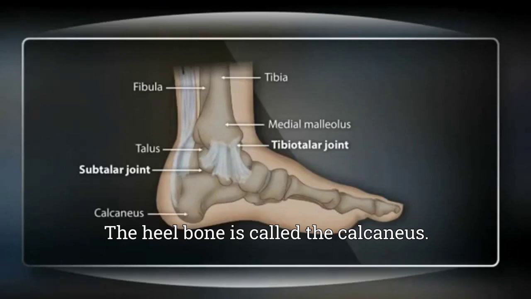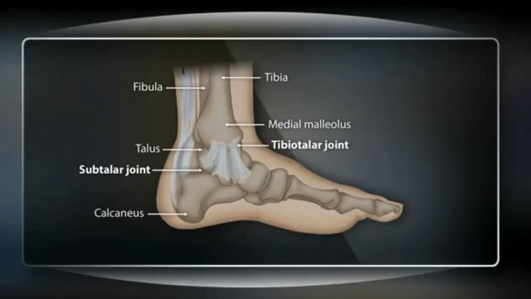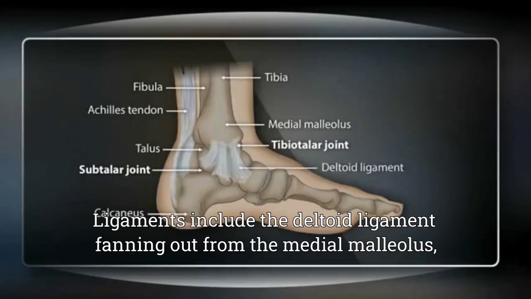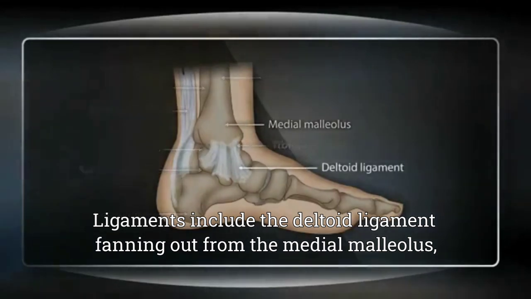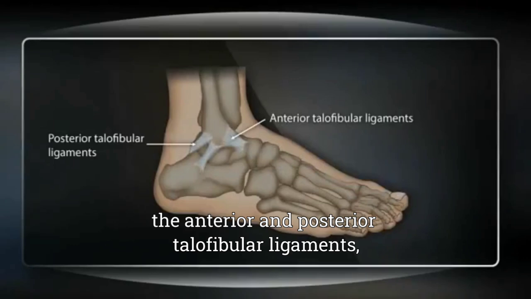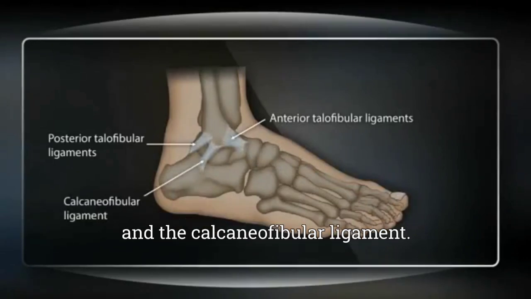The heel bone is called the calcaneus. Note the strong Achilles tendon. Ligaments include the deltoid ligament fanning out from the medial malleolus, the anterior and posterior talofibular ligaments, and the calcaneofibular ligament.